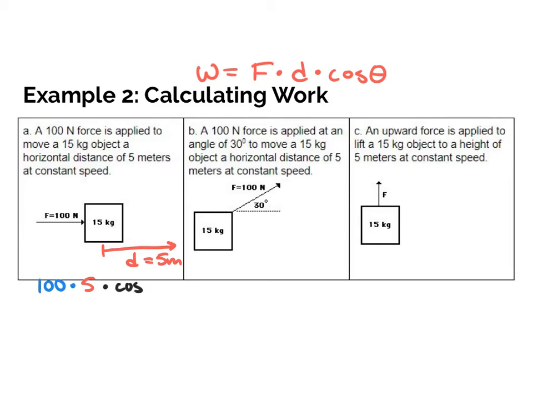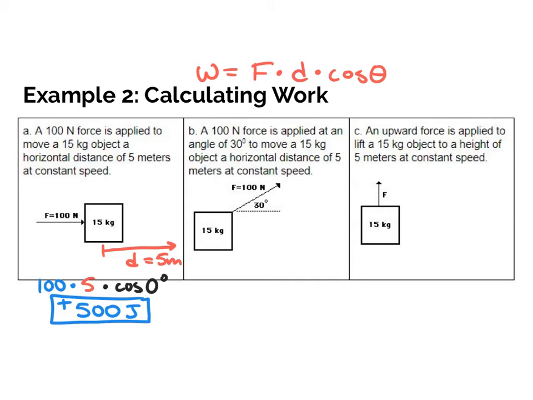Now, since my arrow is pointing to the right for the force and my direction is right, the angle between those two things would be 0 degrees. So if I were to calculate that amount of work, what I would get is a positive 500 joules. And again, joules, capital J, is going to be our unit of energy. That is how much oomph we give to the object.